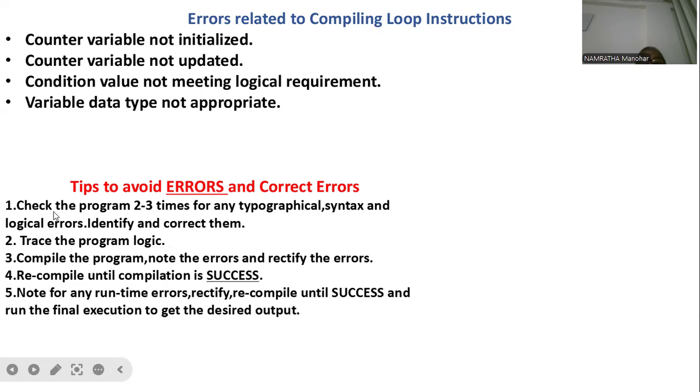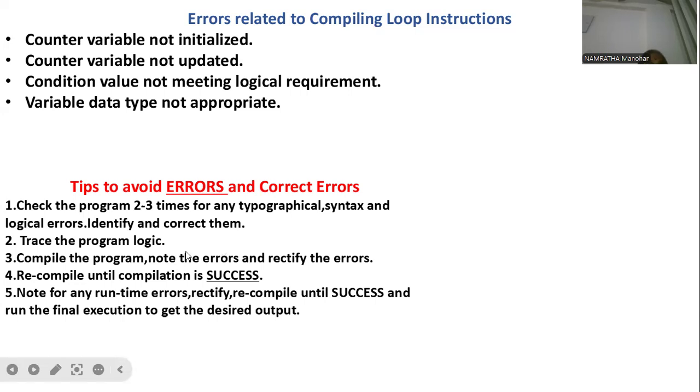Now, how to avoid errors and correct errors? Check the program 2 to 3 times for any typographical, syntax, and logical errors. Then identify and correct them. Now, trace the program logic. You should always trace the program logic. I will explain to you how to trace your program logic. Then compile the program.